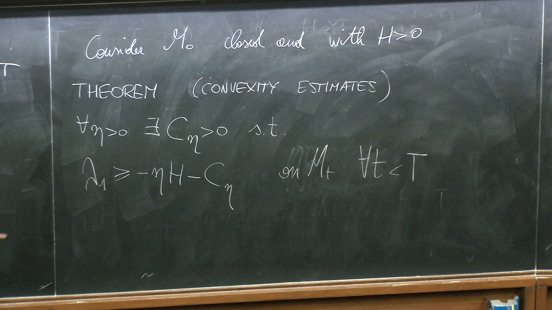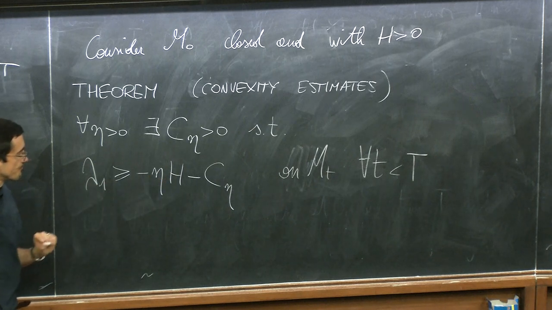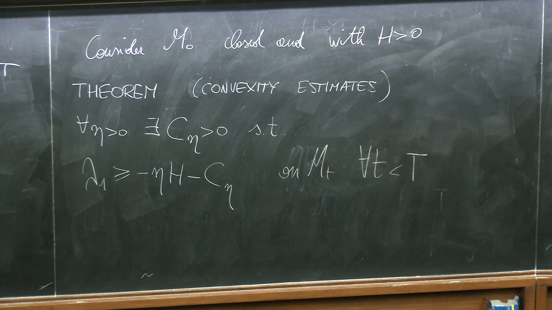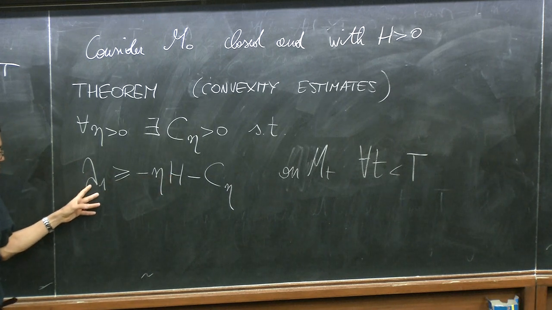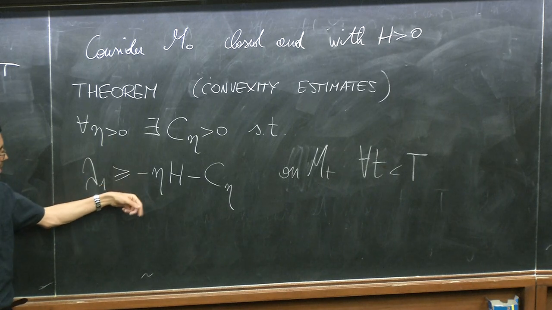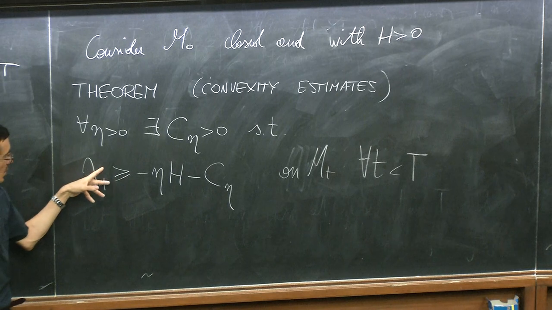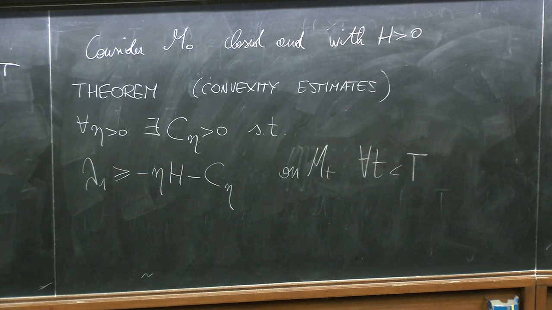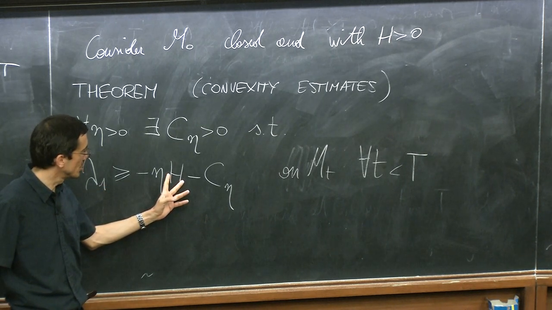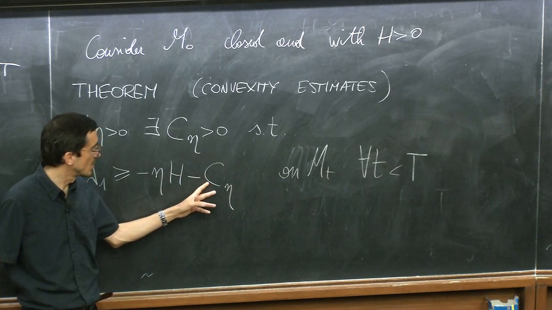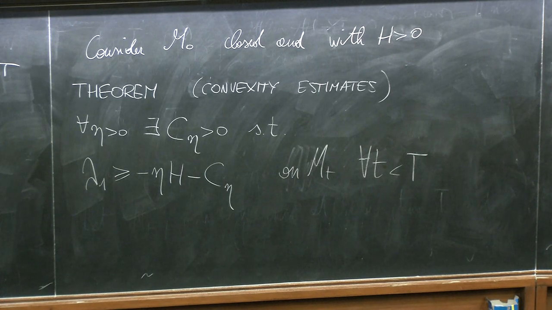The point is that lambda_1 should scale as H. We would expect, if nothing special happens, that lambda_1 can in general blow up as fast as H on the negative side, possibly, if we have no convexity restriction. But this shows that the negative part, if lambda_1 stays negative, then it cannot grow as fast as H, because this eta is arbitrarily small. And so it blows up slower than an arbitrarily small multiple of H. This is compensated by this constant C_eta, which becomes larger and larger as eta becomes small.